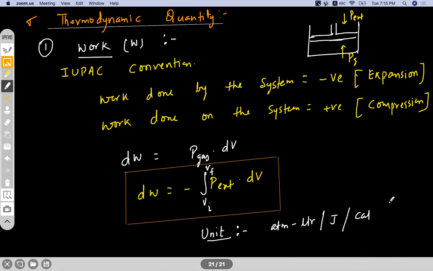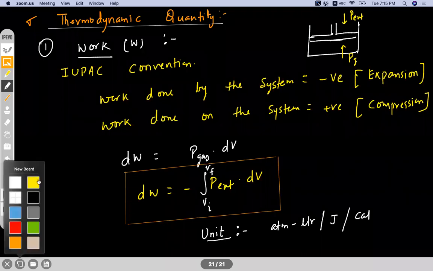But whenever you calculate P delta V, pressure will be in either bar or atm, and volume will be in liter, so your unit would be atm liter. You should know the conversion of atm liter into joule, because if you find delta W in atm liter, then heat will be given in joule. They won't give the Q value in atm liter, so you need to take the same unit everywhere. This conversion is very important and must be memorized.